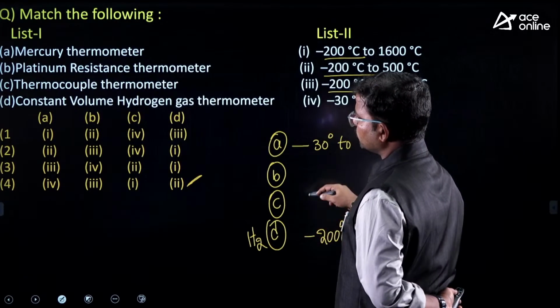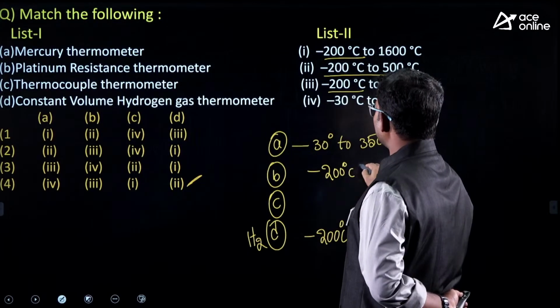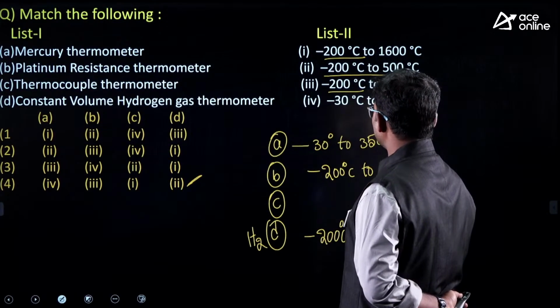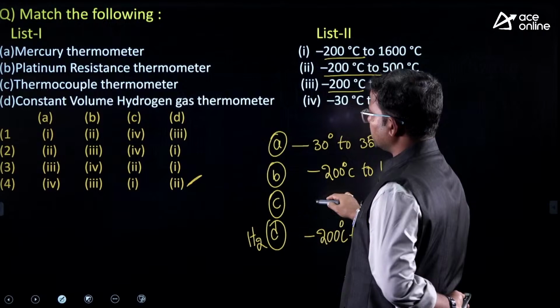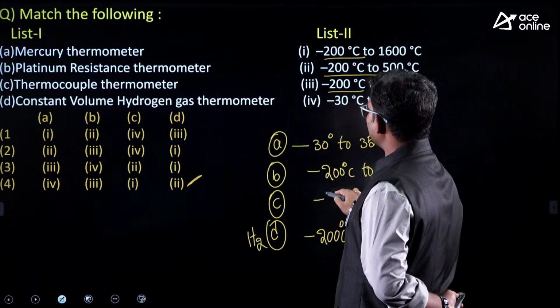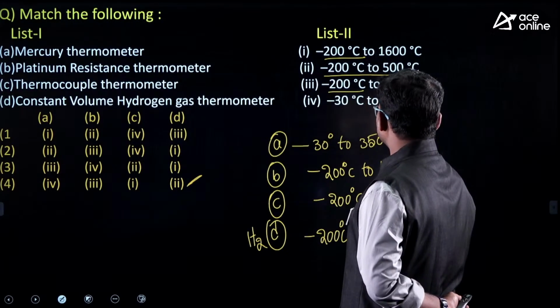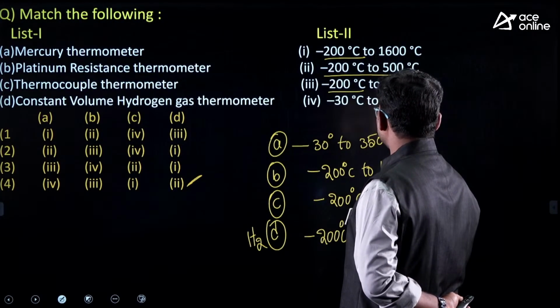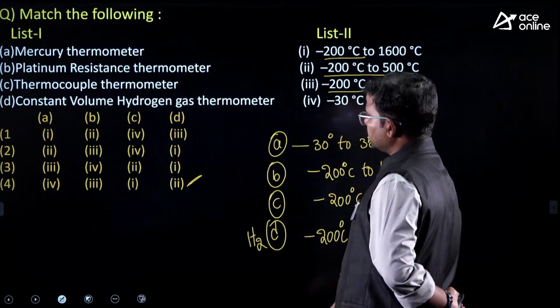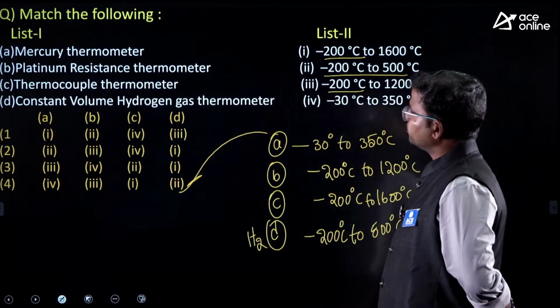So the platinum thermometer value would be minus 200 degrees centigrade to 1200 degrees centigrade. Next, the thermocouple thermometer, minus 200 degrees centigrade to 1600 degrees centigrade. So finally, the correct answer is option 4. Okay, yes, next one.